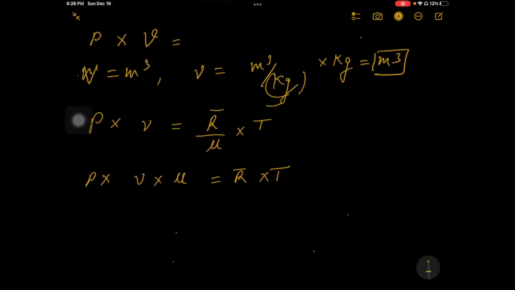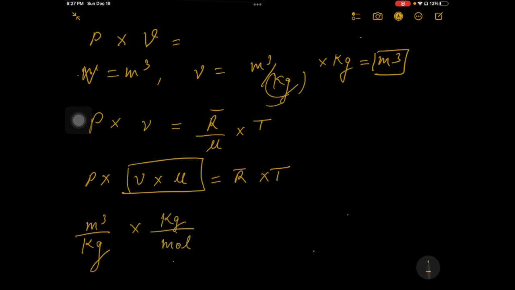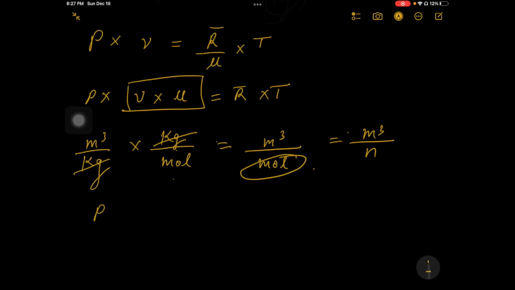Now, if I further simplify, let's take this thing here. This is meter cube per kg. This is molecular weight, which is kg per number of moles, which simply becomes, this is gone, meter cube by number of moles, or I can write it meter cube by n. Moles is denoted by n, which is the number of moles. So I can simply write this equation now: P into capital V, this is the total volume now, is equal to n R bar into T, because this mole goes on the right hand side.